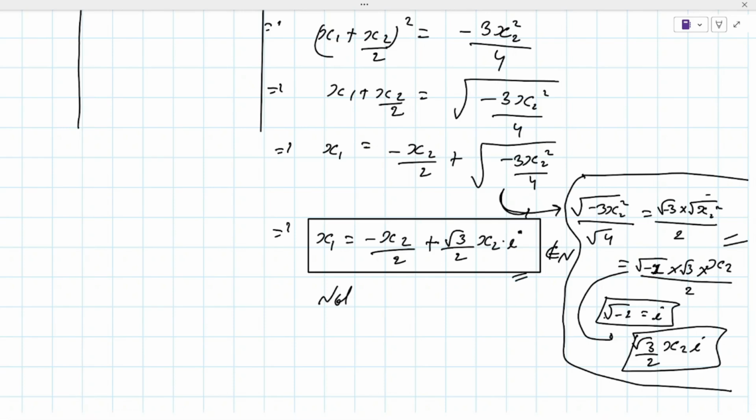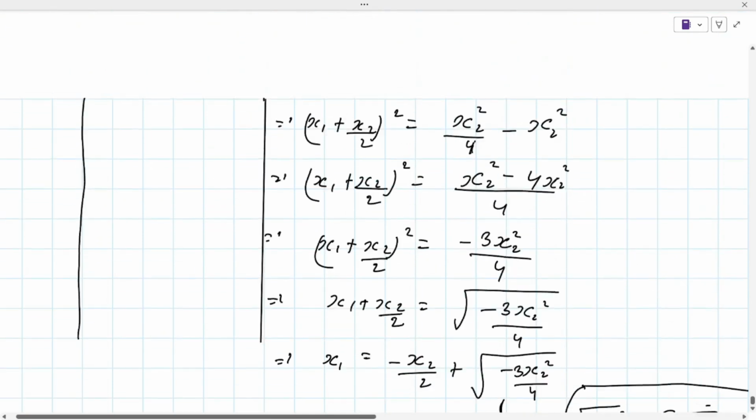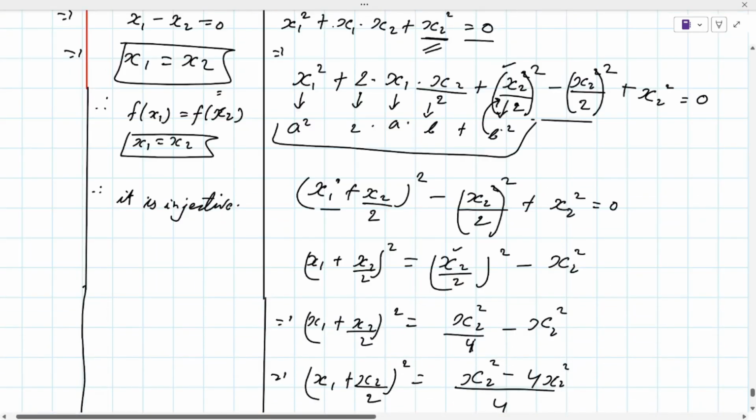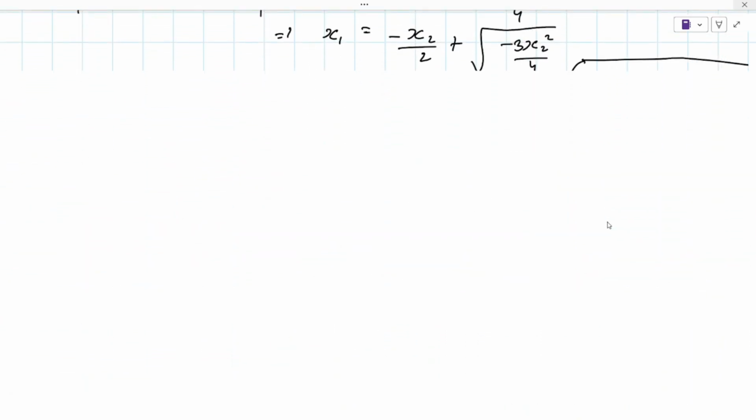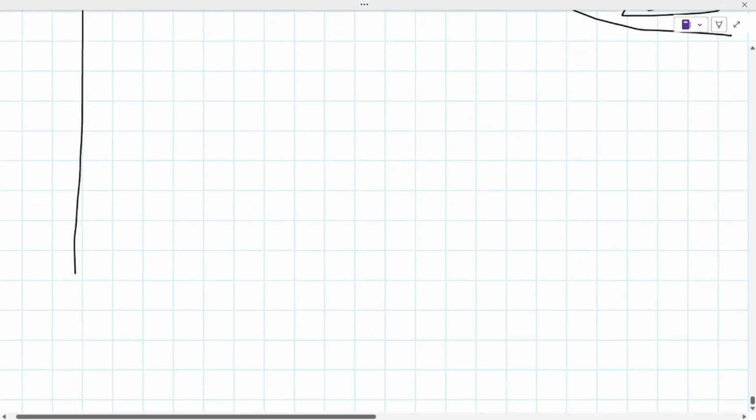So it is not possible. Then we go with this part only, which part we have already proved, that it is injective, okay? So for injective we have proved it. Is it clear? Now we have to do for surjective. Now we will do for surjective, okay? So for surjective we will do in the same way, right?